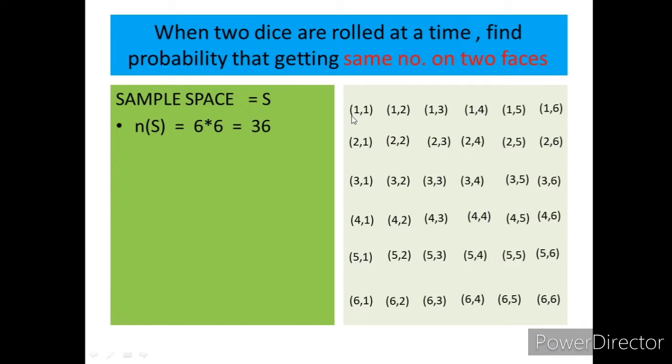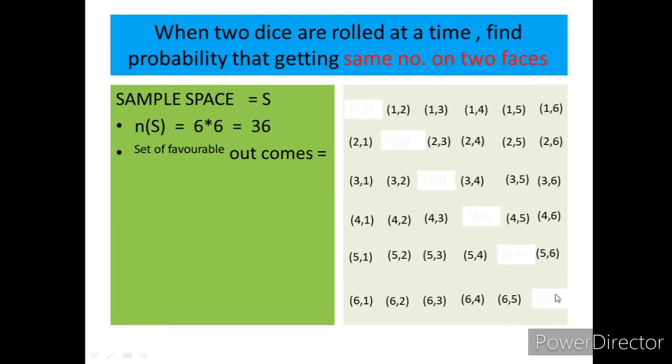You see here 1,1. Does it come under our condition? Yes. That is, we write down the set of favorable outcomes. So what is the first favorable outcome? 1,1. Can you find the same numbers here? No. Here? No. Here? No. So you have to look throughout this table. These are the favorable outcomes to our event. See, 1,1 same numbers, 2,2 same, 3,3 same, 4,4 same, 5,5 same, 6,6 same.